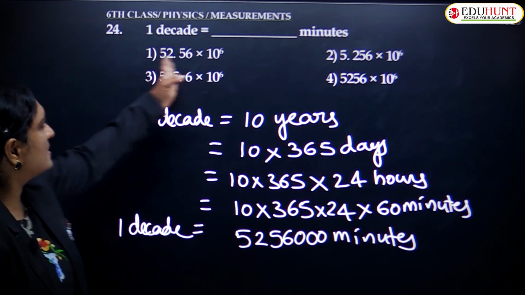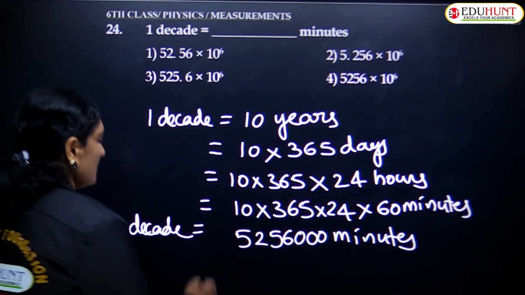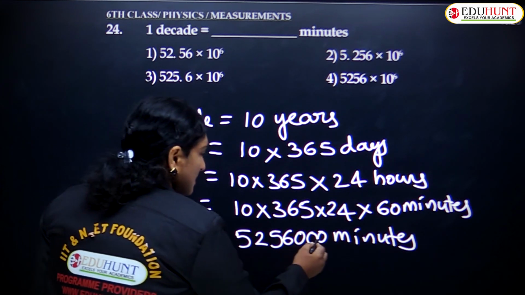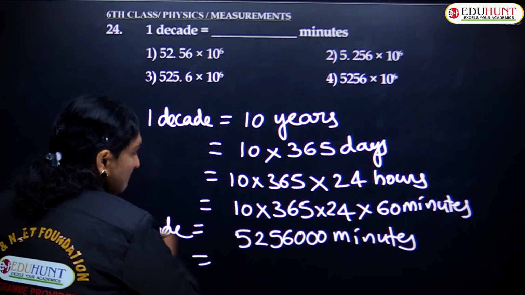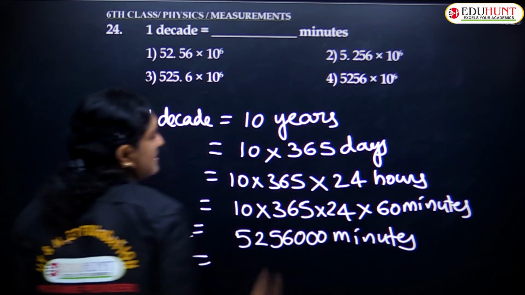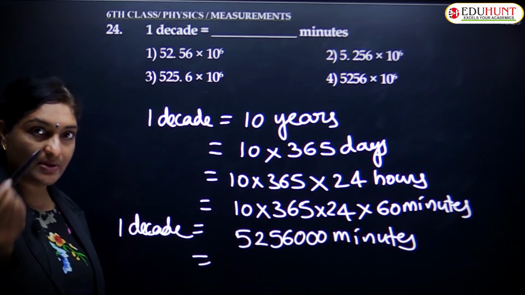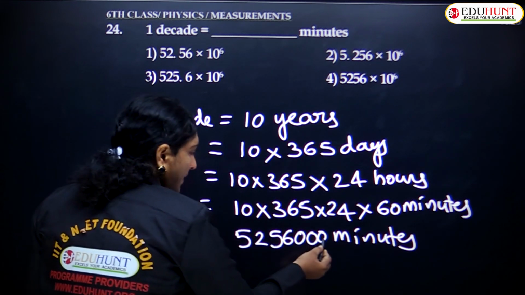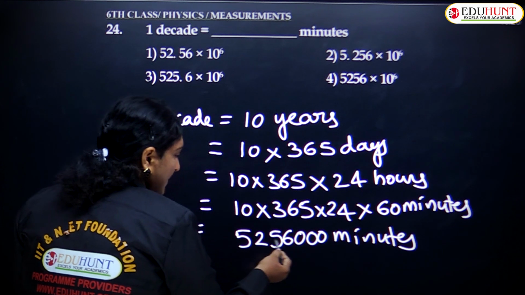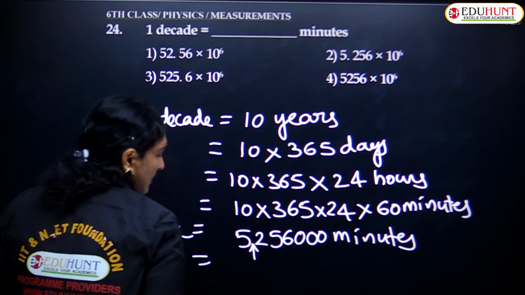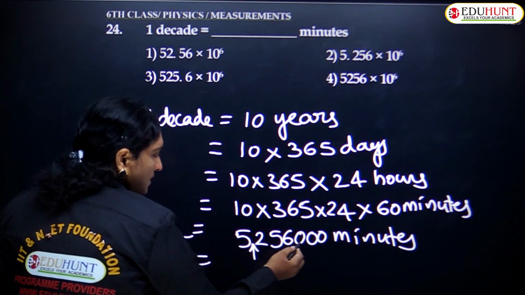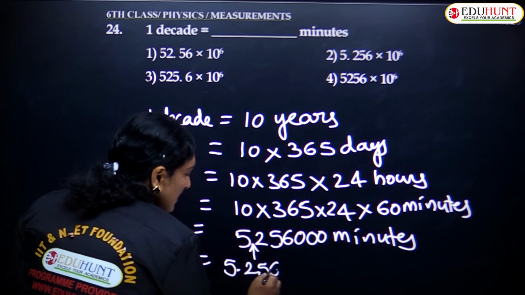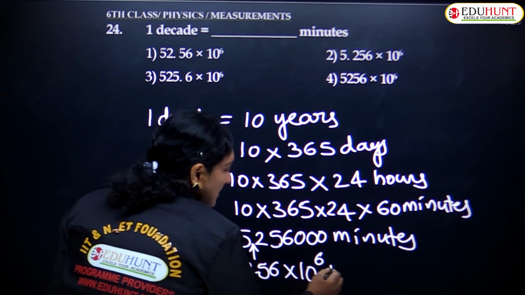Okay. But here the options are something 10 raised to the power something. So I told you in the very beginning how to convert into decimal. Here I have to bring the decimal somewhere. Everywhere 10 power 6 is there. If I would like to write it in 10 power 6, I need to shift 6 decimals ahead. So counting 1, 2, 3, 4, 5, 6, I need to keep my decimal here. I repeat, 1, 2, 3, 4, 5, 6. So 5.256 into 10 power 6 minutes.